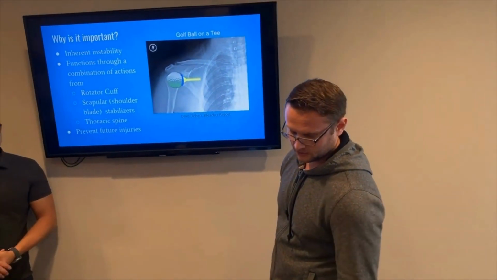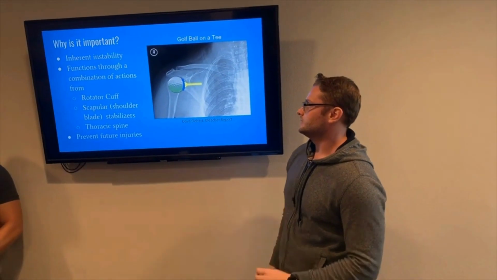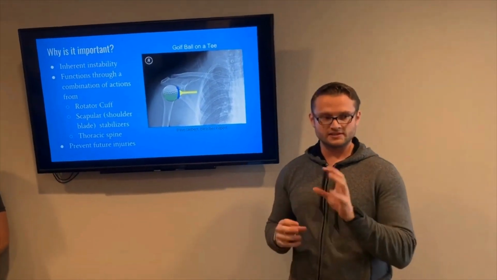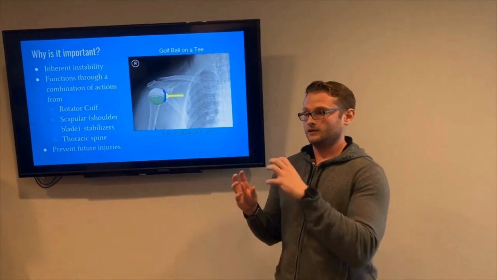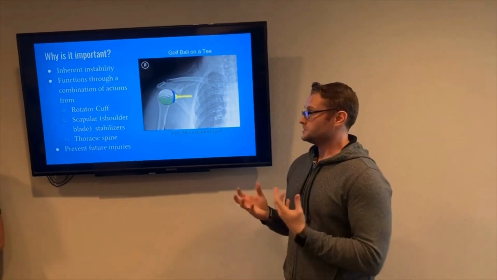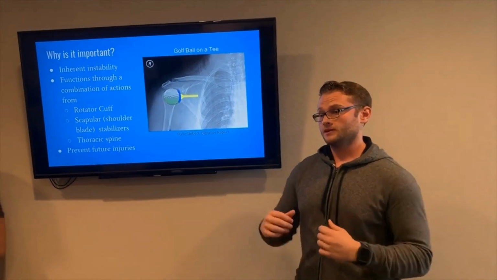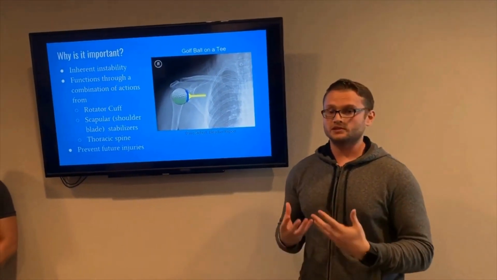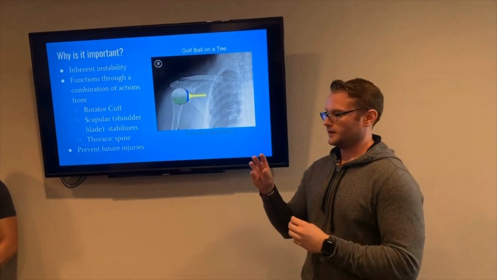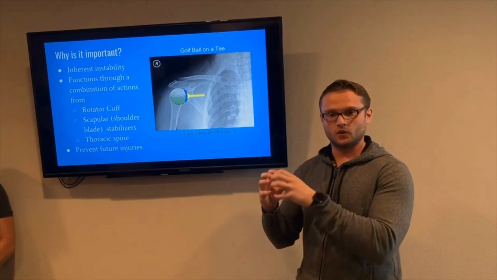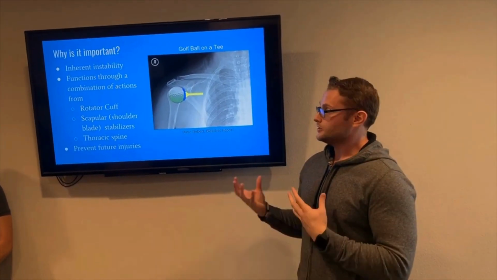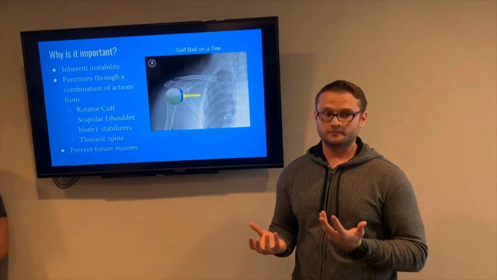Now, let's look at kind of what the shoulder looks like. I think about it as a golf ball on a tee. So imagine the size difference, right? The tee is very small and the ball is pretty big. Now, the reason behind that is that we get mobility out of it. The shoulder is a mobile joint. So we get a lot of mobility, but we lose stability, right? Because it's such a small little area with such a big ball that kind of rotates on it. So inherently, the shoulder is unstable.